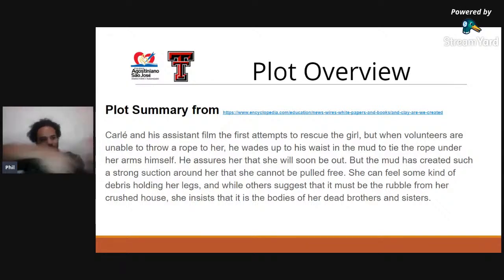But as he's pushing, or in this case, pulling, to get her free, she is stuck. Okay? She can feel something under her holding her legs. And some people think it's parts of an old house. She says it's the bodies of her dead brothers and sisters. And also, the mud has created a suction, like under her. So she can't get out, okay, because of the suction.